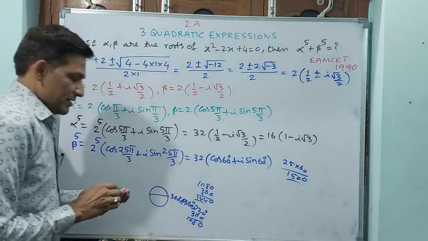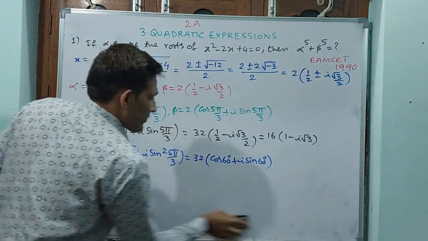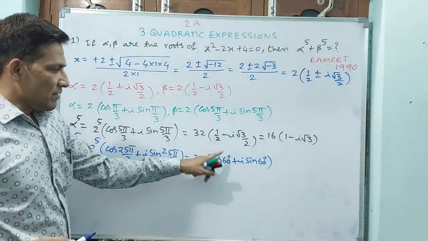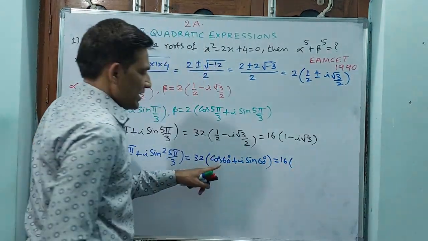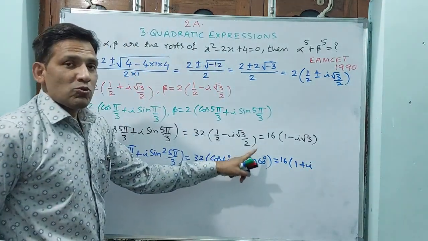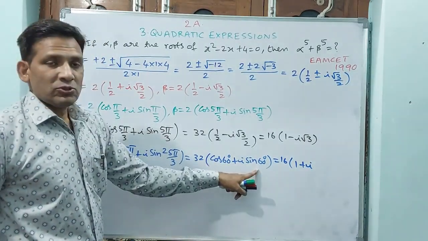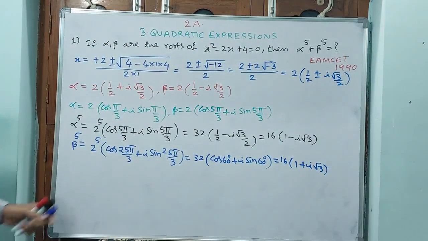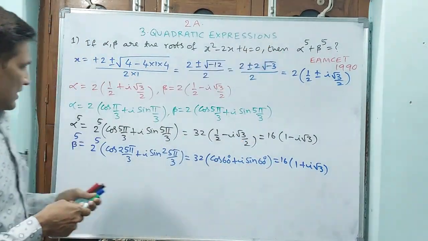You understand now this logic? What will be the answer then? Cos 60 means again 1/2, so 16 will come outside. 1 will come here, but plus is there. Plus you write i sin 60, which means root 3 by 2, but 2 you have multiplied and divided, 16. So here also root 3 will come. That's all. Now beta to the power of 5 is this one, alpha to the power of 5 is this one. Then you add both as per your question.